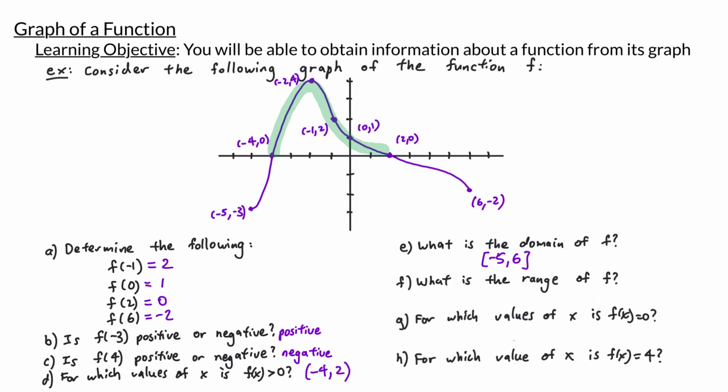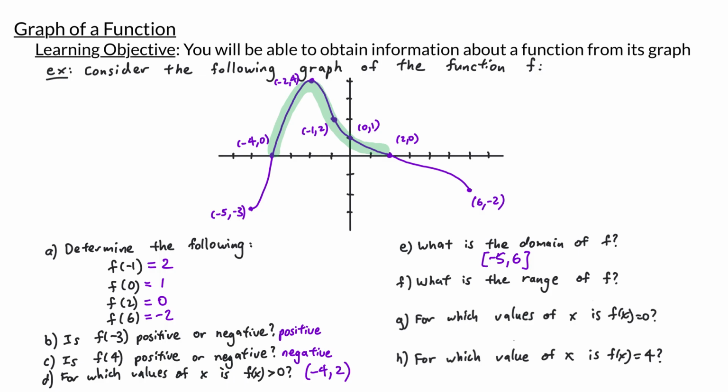Once again, we'll want to find the smallest y-coordinate and also the largest y-coordinate. To find the smallest y-coordinate, you want to look for the lowest point on your graph. The lowest point on our graph occurs here at (-5, -3). So our smallest y value is -3.